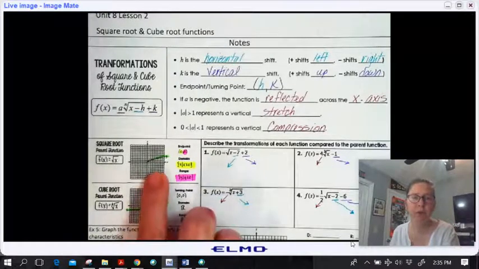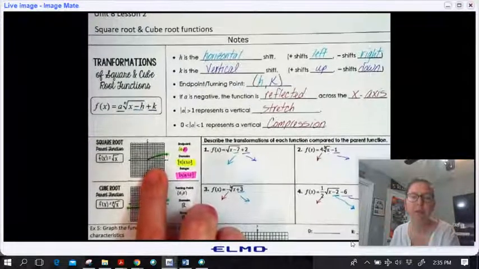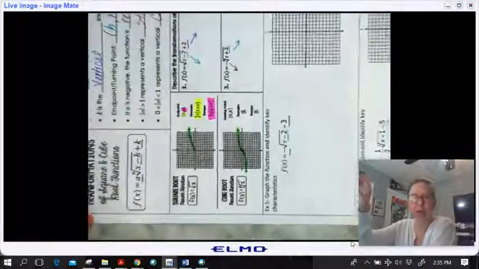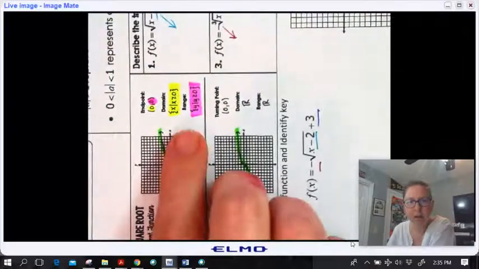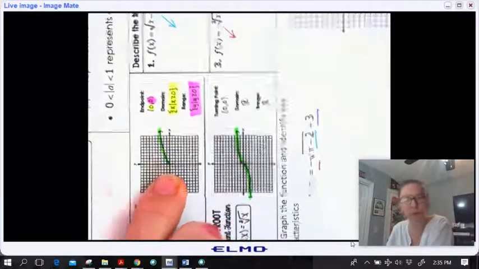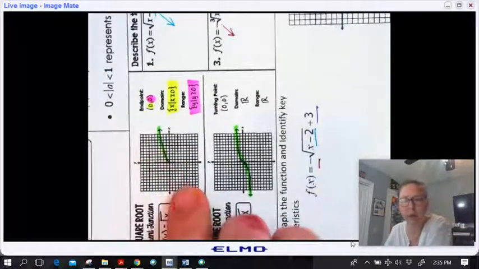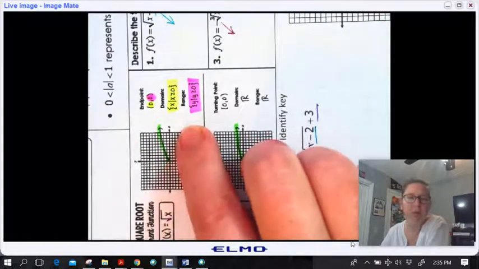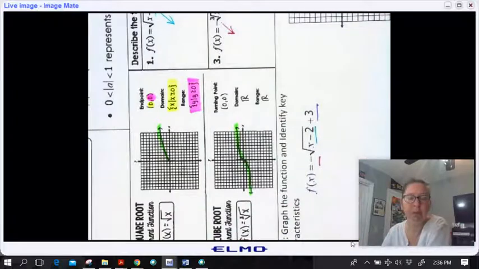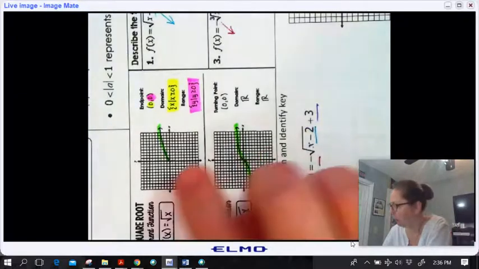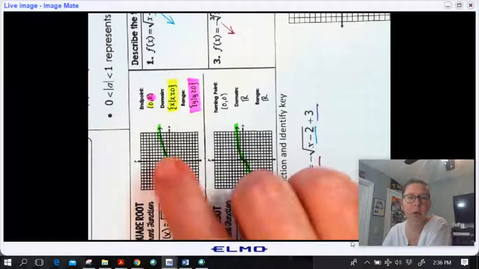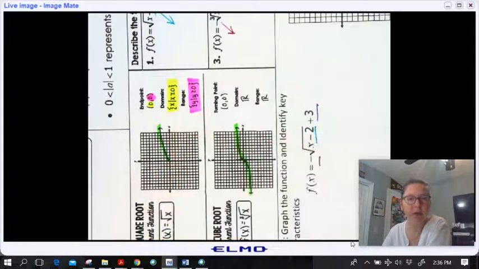Now, the square root function, you can kind of think of it as 1/2 of a parabola. So if I turn it this way, you can see that it just goes up and to the left in one direction. A parabola would go in both directions. Remember that square root functions have that plus or minus, which allows them to still be a function while only showing 1/2 at a time.